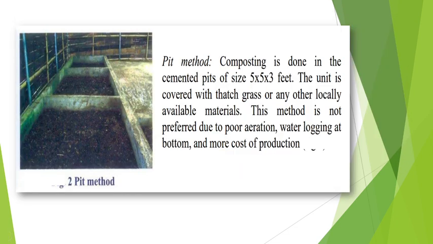And in the pit method, composting is done in cemented pits, meaning cemented columns having a size of 5 by 5 by 3 feet. The unit is covered with thatch grass and any other locally available material. This method is not preferred due to poor aeration, because in the column aeration is restricted, waterlogging at the bottom, and more cost of production. The pit method requires more cost as compared to the heap method. So basically these are two methods of vermicomposting.